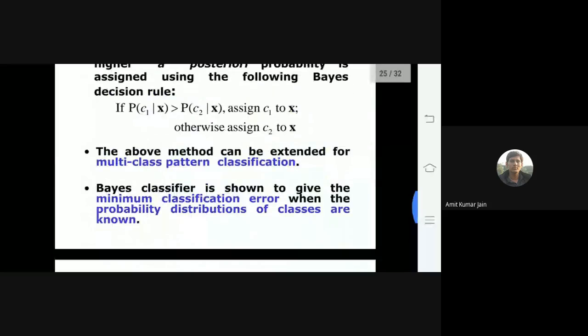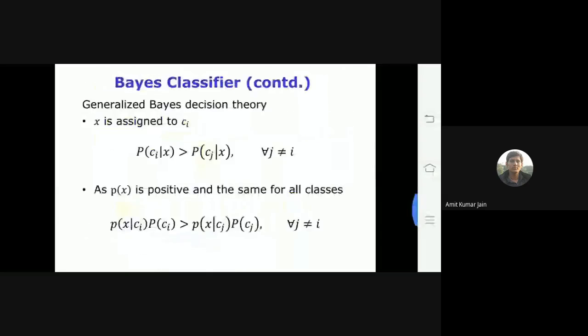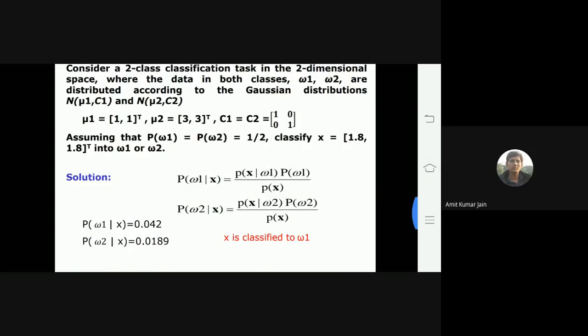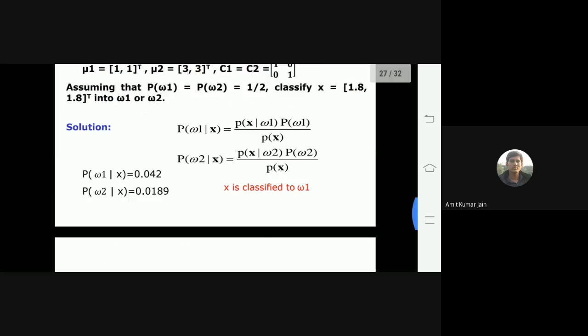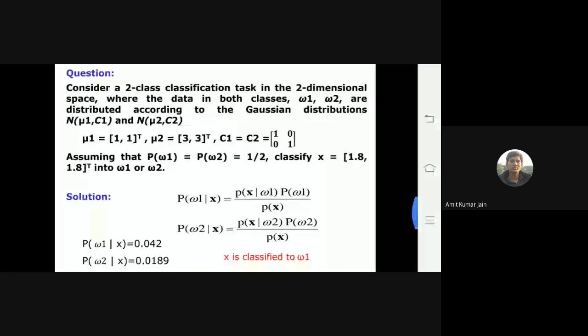And coming to two other classifiers which are related to the Bayesian classifier, I will not discuss more about it right now. Before going to the other classifier, what I want to discuss is let us try to solve a problem related to the Bayesian classifier. That will also make you understand what exactly is happening inside the Bayesian classifier. So just read out the problem here.